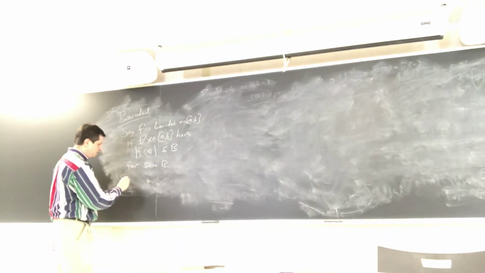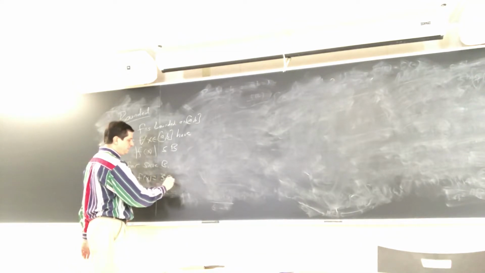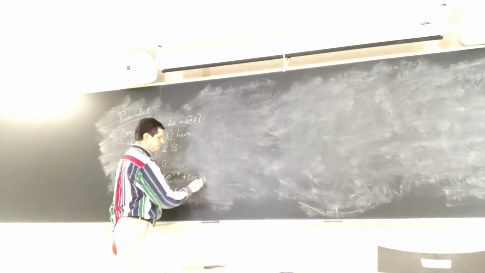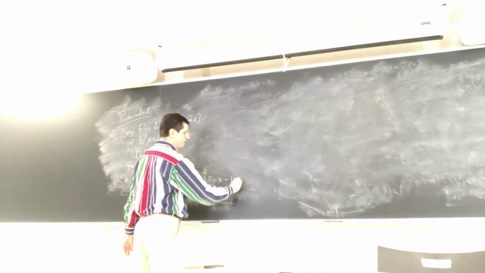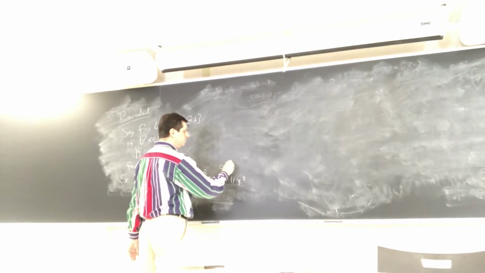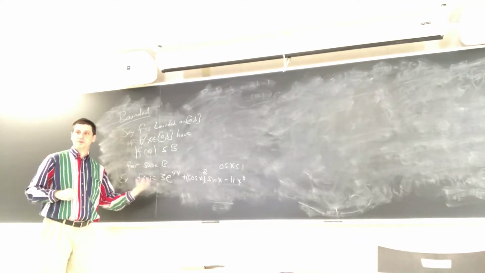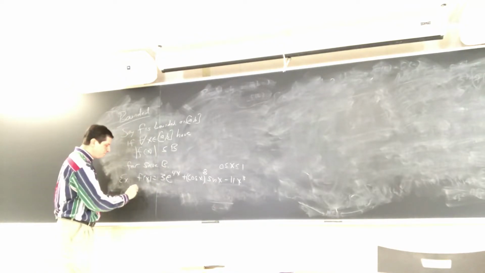So for example, let's say I give you the function f of x equals 3e to the 4x plus cosine x to the 8 sine of x minus 11x cubed, and we'll say 0 less than or equal to x less than or equal to 1. Let's show that this function is bounded. I don't care about what's the smallest bound. I just want to show it's bounded.